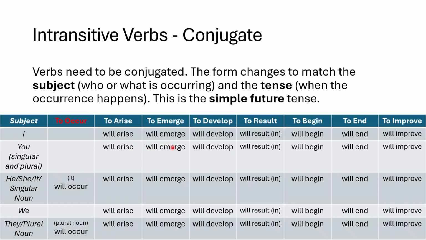I will emerge. You will emerge. He will emerge. She will emerge. It will emerge. We will emerge. They will emerge. I will develop. You will develop. He will develop. She will develop. It will develop. We will develop. They will develop.